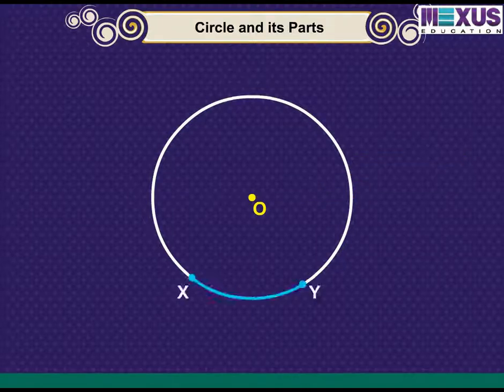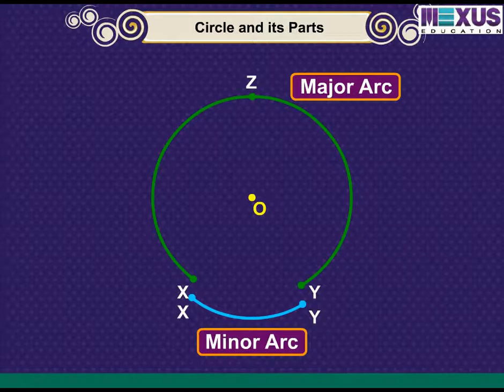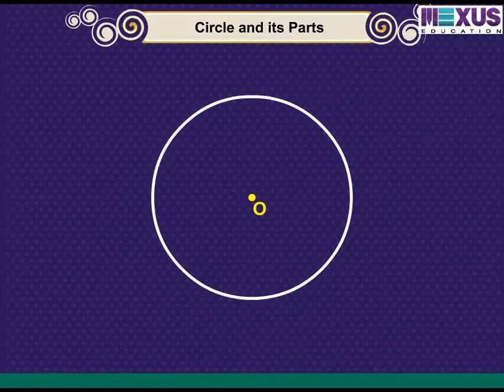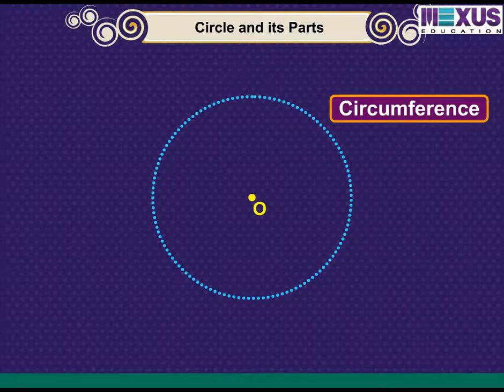A piece of a circle between 2 points X and Y is called an arc. In this circle also, you will observe the minor arc XY with the shortest piece, and major arc, that is the longest piece, XZY, where Z is some point on the arc between X and Y. The complete length of the circle is called its circumference.